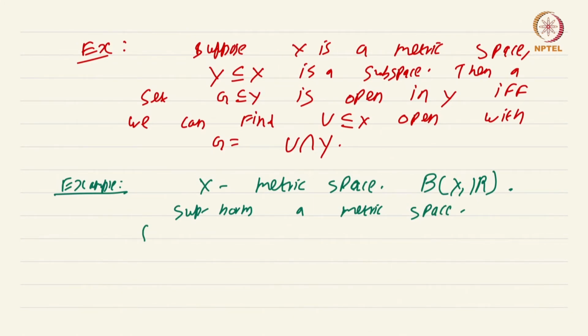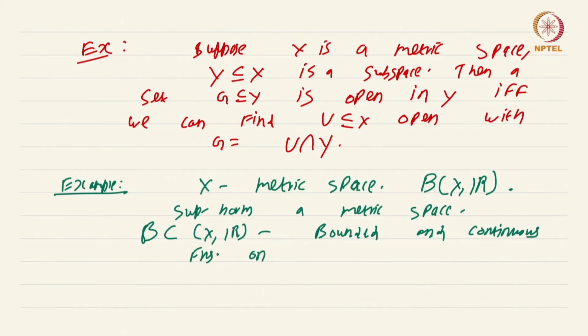Consider BC(X,R). This is bounded and continuous functions. That's one of the advantages of putting X as a metric space. We can talk about continuity, bounded and continuous functions on X. This BC(X,R) is of course a subspace of B(X,R).